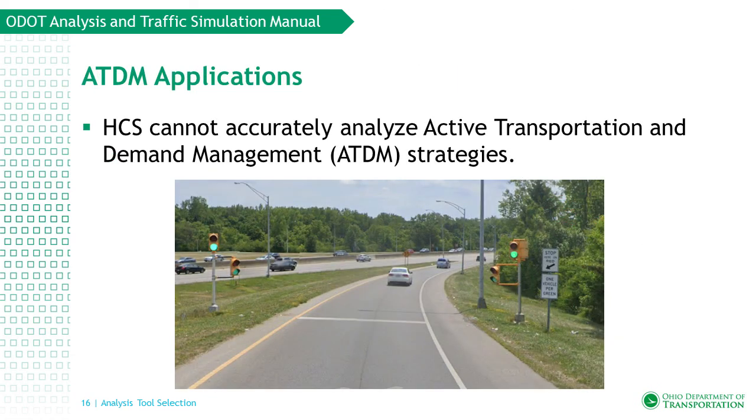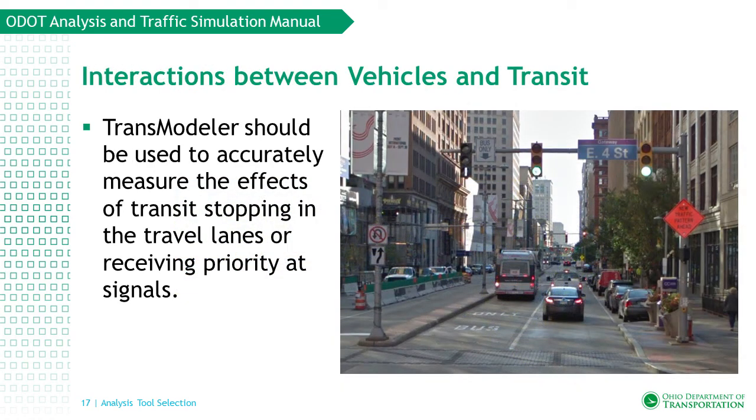HCS cannot accurately analyze active transportation and demand management, such as ramp metering, and should be analyzed using Transmodeler. It should be noted that this type of application may be limited in Transmodeler SE and may require the full version of the software. Transmodeler should be used to accurately measure the effects of transit stopping in the travel lanes or receiving priority at signals.